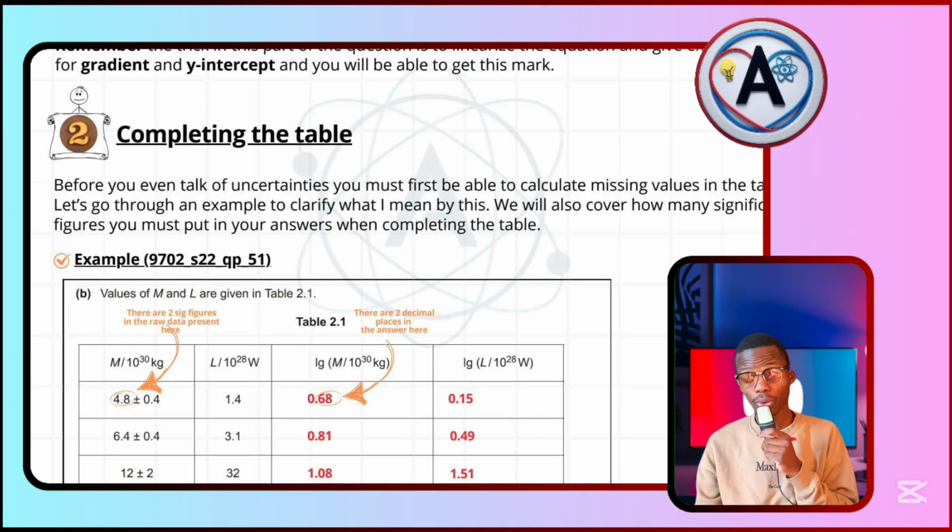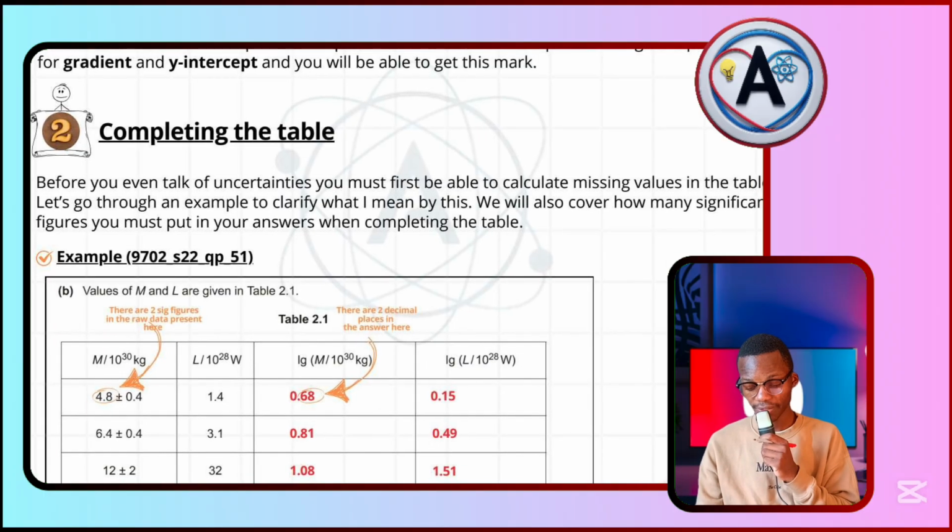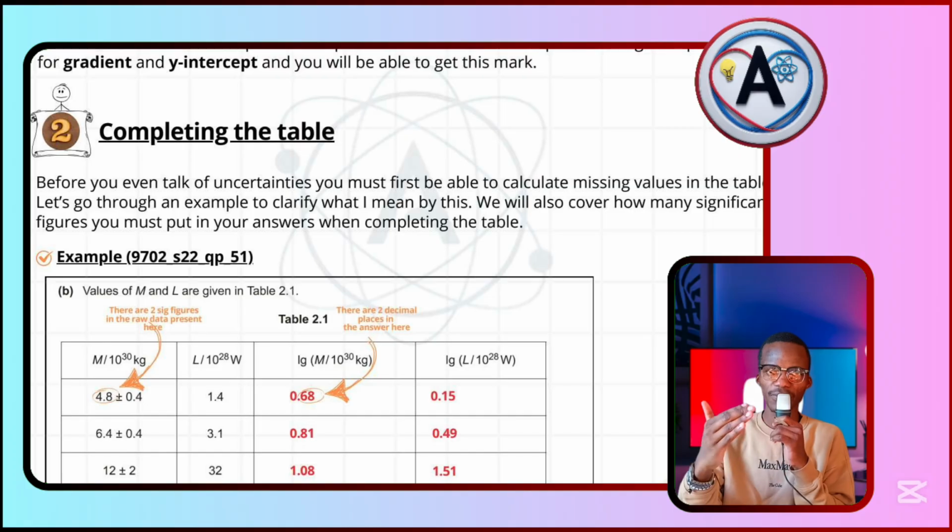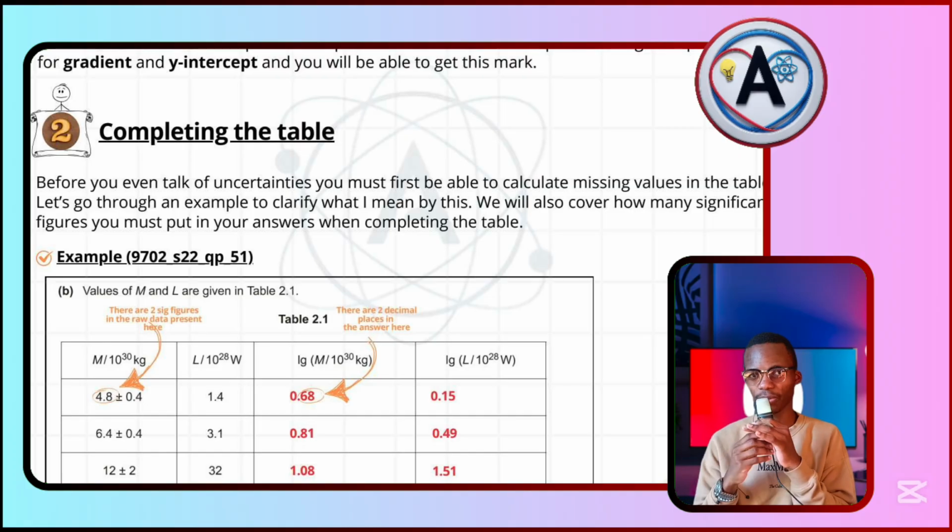Okay. Before you even talk of uncertainties, you must first be able to calculate missing values in the table. Let's go through an example to clarify what I mean by this. We'll also cover how many significant figures you must put in your answer when completing the table. Something that most students miss, because whenever I teach students, as an online physics tutor, they keep missing these marks because the number of significant figures that they have do not add up. So I'm going to first start by explaining what a significant figure is to begin with.